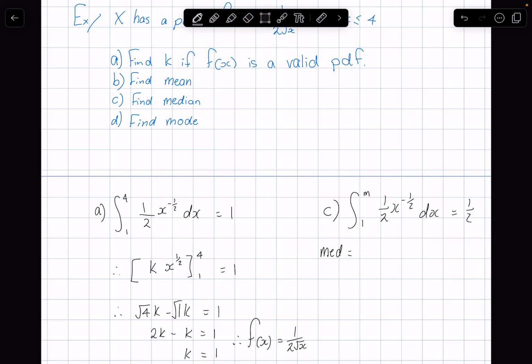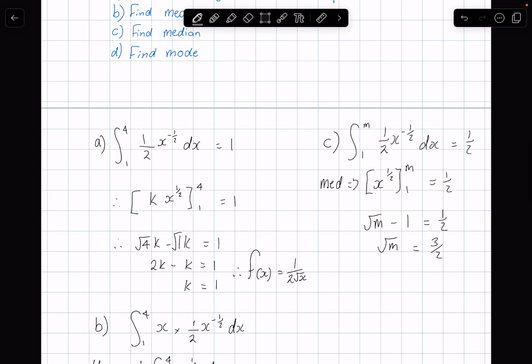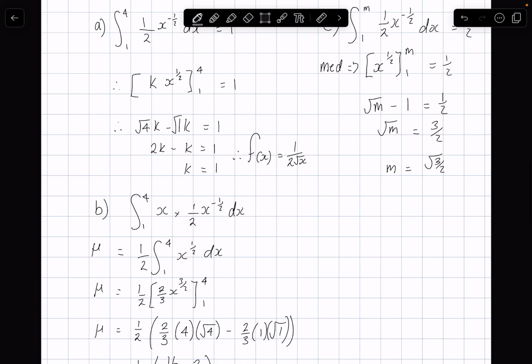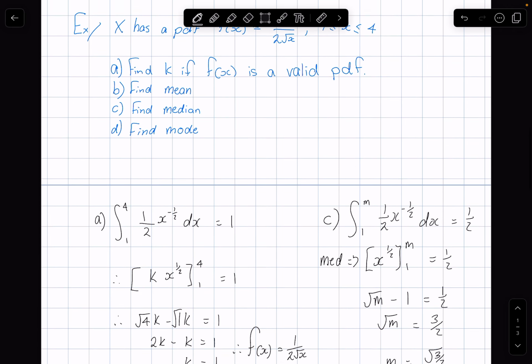So the median, okay, we raise that to 1, so that's going to be x to the power of a half, which is just root x. M to 1 equals 1 over 2. So the square root of m minus 1 equals a half. Square root of m equals 3 over 2. M equals root 3 over 2. So that tells me my median value. Cool. All right, so there's the median.